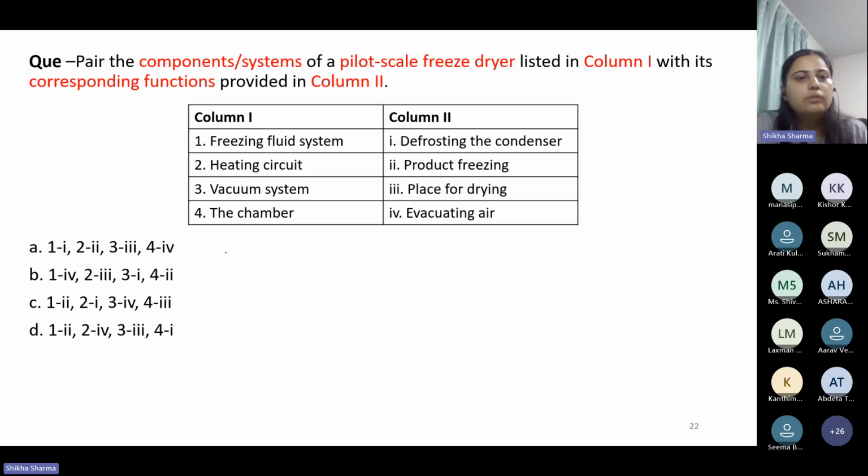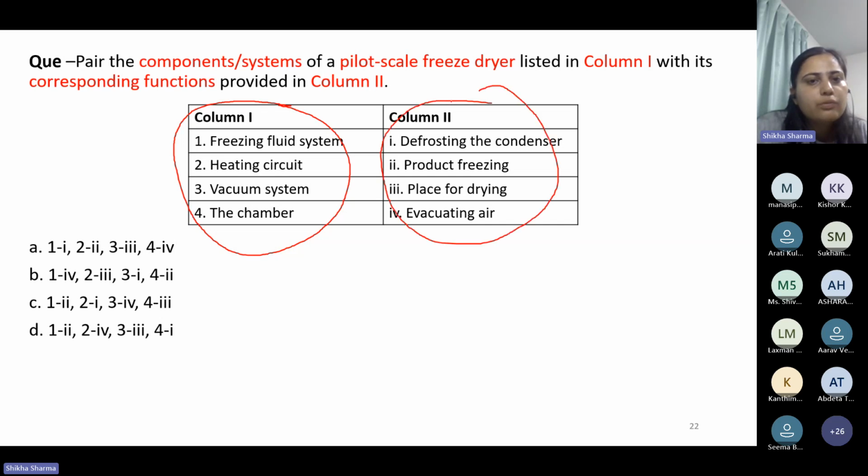In column 1, we have the components or the systems of a pilot scale freeze dryer system. In column 2, we have its functions, like freezing fluid system, heating circuit, vacuum system and chamber. These are the components of a pilot scale freeze dryer. And in the other column, we have its functions: defrosting the condenser, product freezing, place for drying and evacuating air.